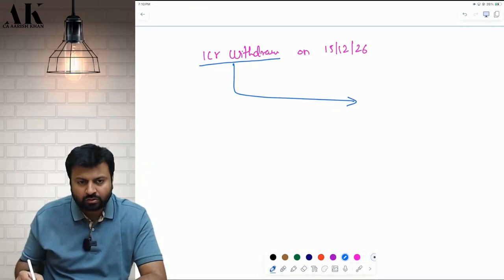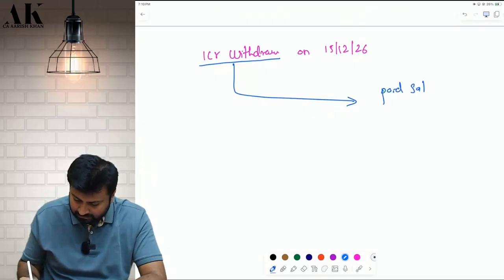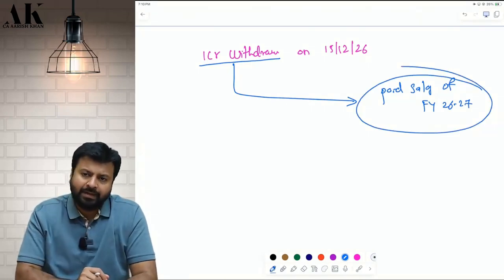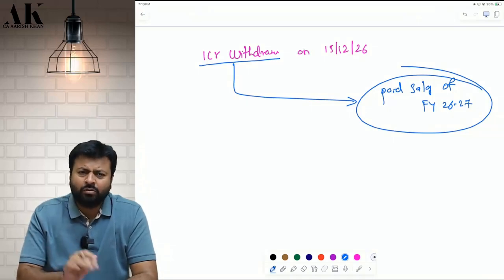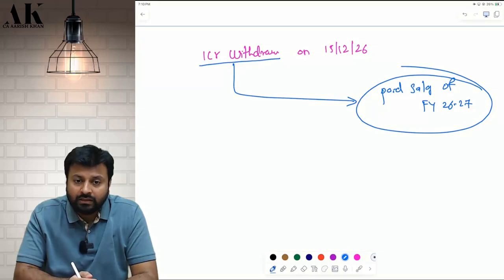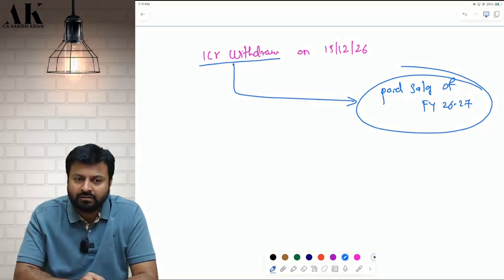Suppose I withdrew 1 crore on 15th December, and I paid salary of financial year 26-27. I paid the salary of the employee and government says that it is allowed. It is a specified purpose. Now think logically and tell me, I withdrew 1 crore and I paid salary of current year 26-27. Should I get the deduction of this salary in 26-27 under PGBP?